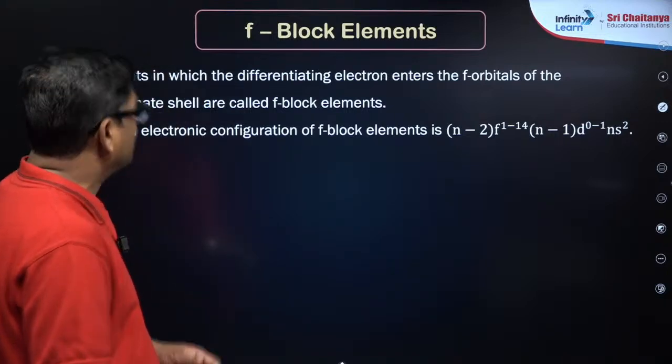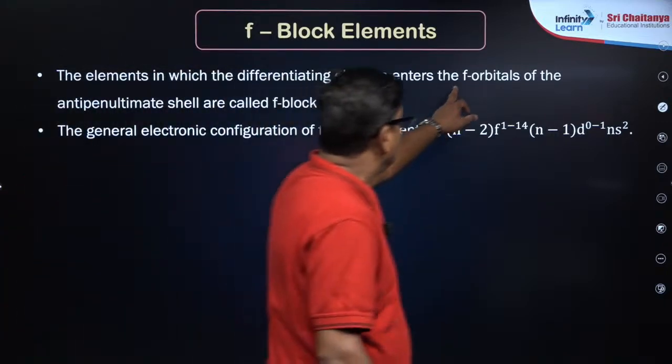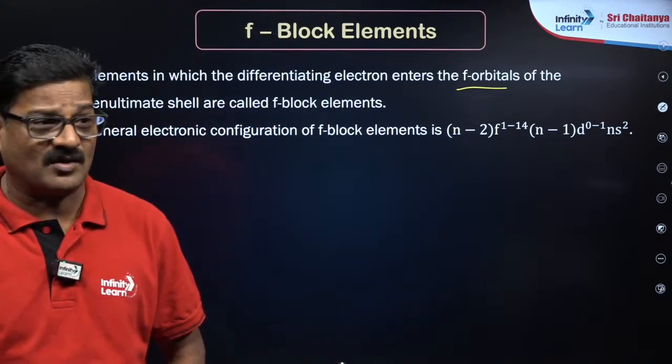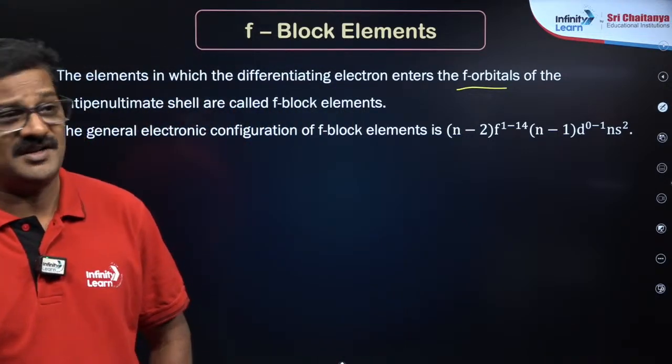The elements in which the differentiating electron enters the f orbitals are called f block elements. They are also called inner transition elements.